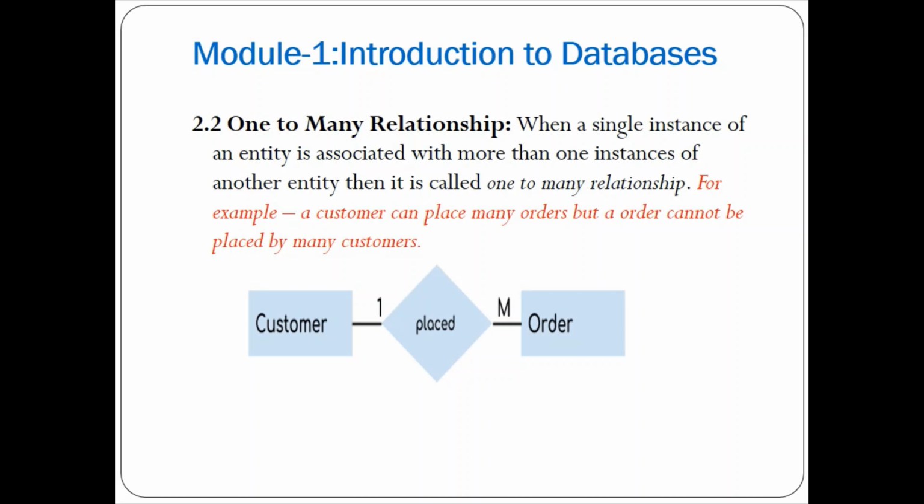Similarly, we can also take an example: if there are two entity types, customer and account, then each customer can have more than one account, but each account is handled by only one customer. This is an example. We can say it is a 1 to many relationship because the customer is associated with many accounts.